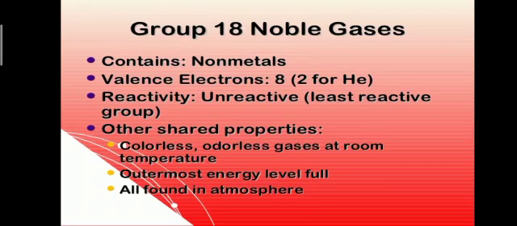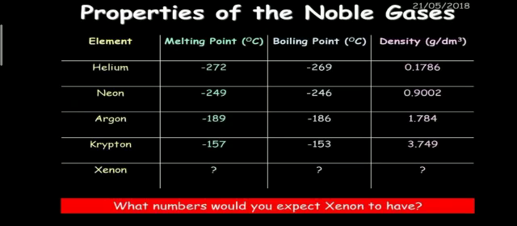They are not reactive. So group 18 or group 8 contains nonmetals. The valence electrons are 8. Reactivity: they are unreactive or the least reactive group because they have a complete octet. Other shared properties: they are colorless, odorless gases at room temperature, with the outermost energy level full. They have 8 electrons, which means they have a complete octet and there is no requirement of any electron. All are found in the atmosphere. These are some properties of the noble gases.